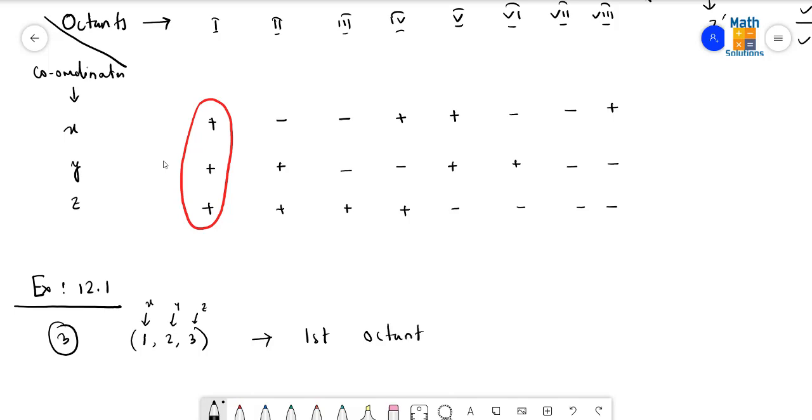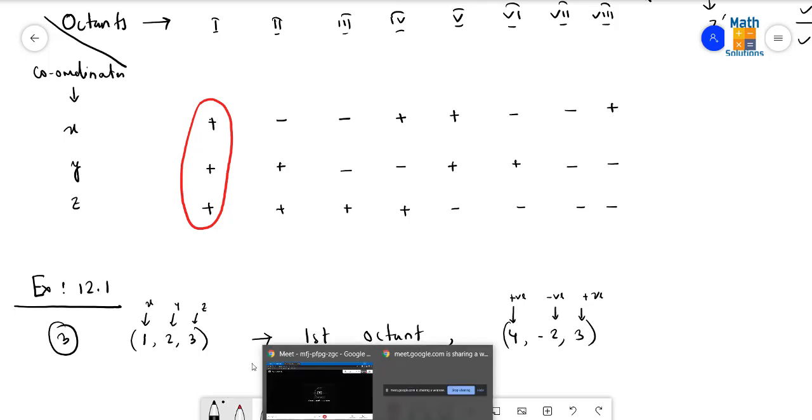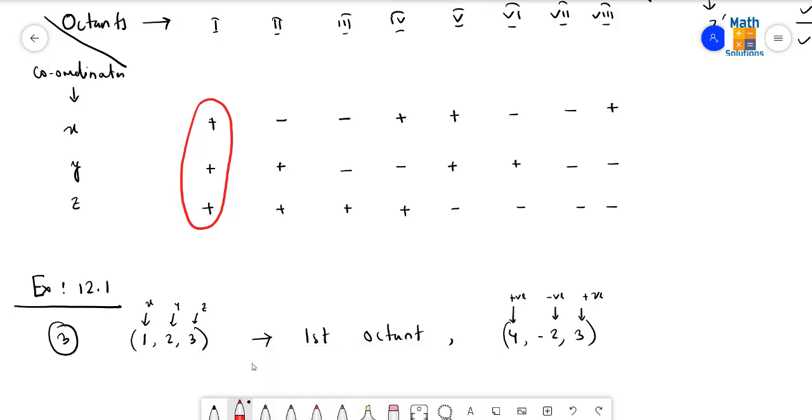After that, I am picking up the next point, that is (4, -2, 3). It can be observed that the first one is positive, the y coordinate is negative, then the z coordinate is again positive. So in which octant can it lie? So very clearly it is lying in the 4th octant.